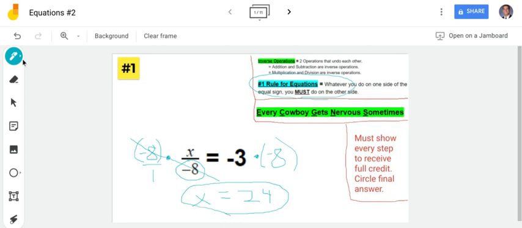I can always check to make sure this answer actually makes sense by taking this number that I found, 24, and plugging it back in for the variable x. So is 24 divided by negative 8 equal to negative 3? Yes, it is. Okay, so x equals 24 is my answer.